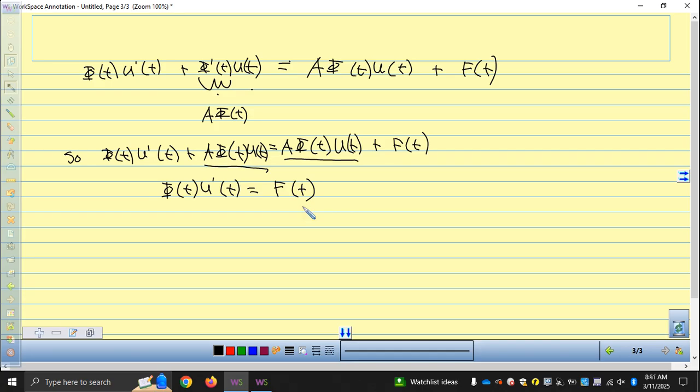Very similar to when we did variation of parameters before. We had something like this, and we divided by this quantity to get u prime, and then we integrated that something divided by the other thing. Well, here we can't divide because phi of t is a matrix. So what we're going to do is multiply both sides by phi inverse.